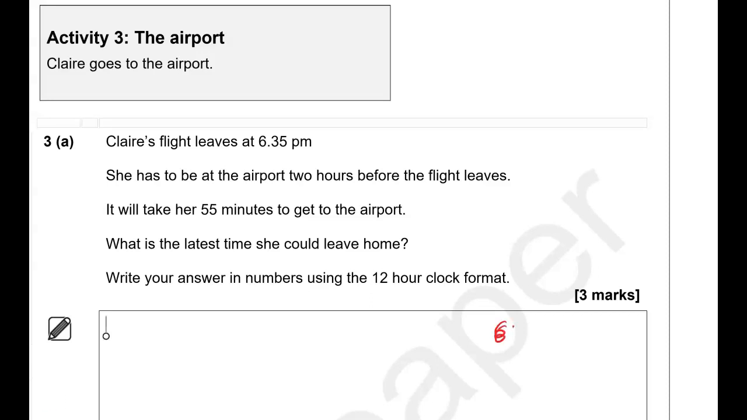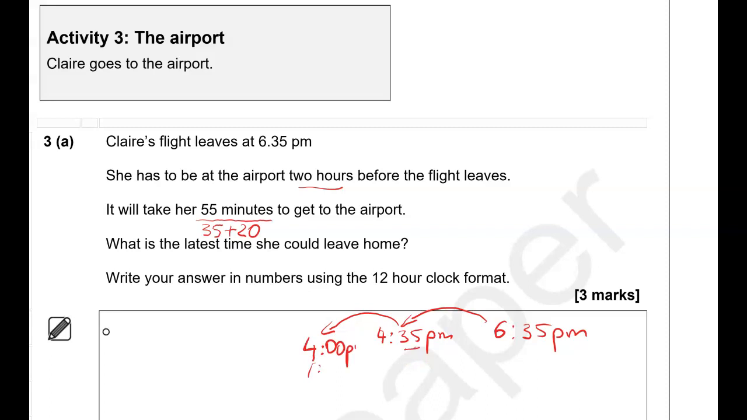So 6:35 p.m. the flight leaves. We're gonna go 2 hours backwards, and that will take us to 4:35 p.m. Now we've got another 55 minutes to take away. So if we break this down into 35 and 20, it will make it easier to calculate. So going back 35 minutes, it will take us to 4 p.m. Now another 20 minutes, and that will take us to 3:40 p.m. So that's the latest time she could leave home.